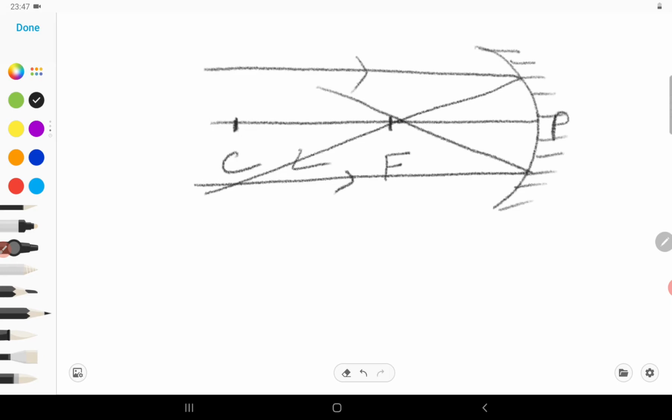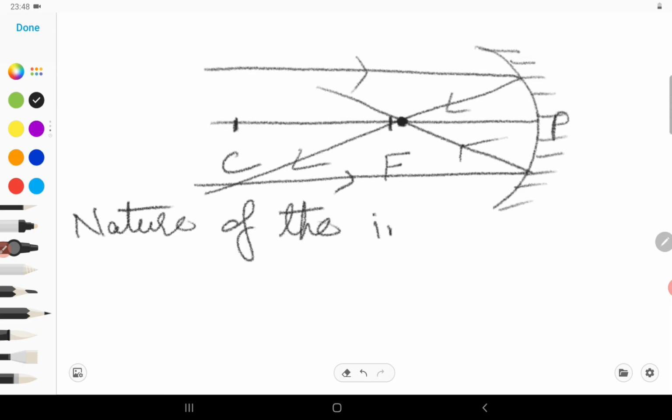So again here it did not match. So this point here I can mark as the focus. Now this is my reflected ray. So now here the image is formed here. So what will be the nature of the image formed?